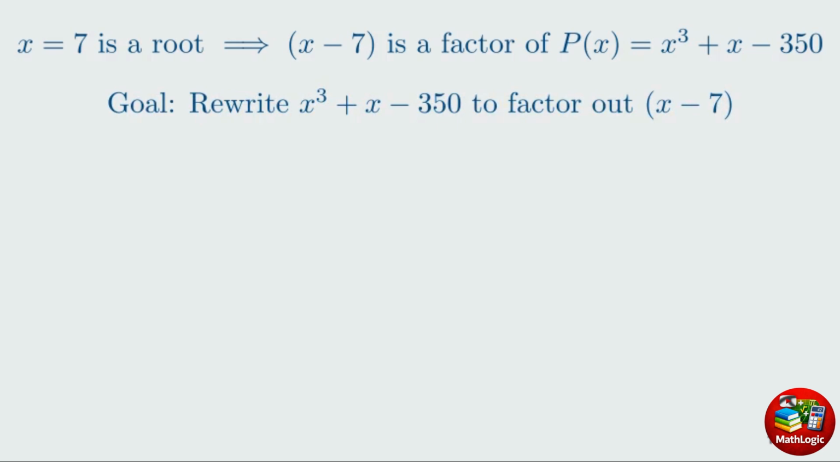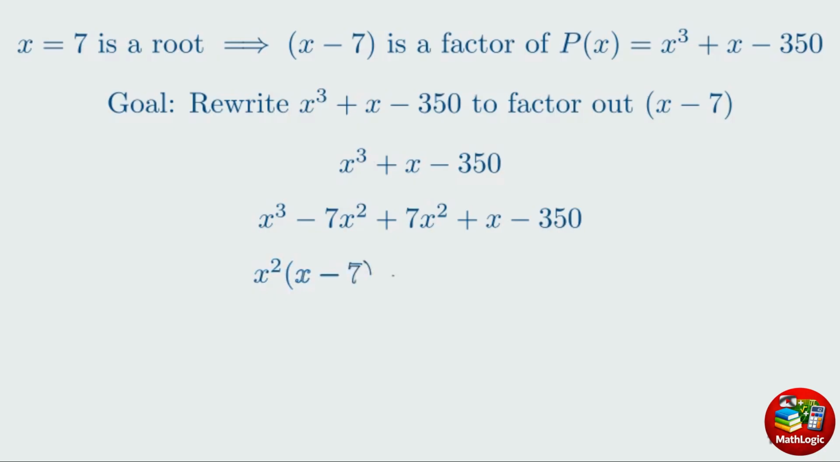Watch how this works. Our target is to create an x cubed minus 7x squared term. We start by rewriting x cubed plus x minus 350. Now let's subtract 7x squared and immediately add 7x squared to keep the value the same. This doesn't change the expression, but it allows us to factor the first part. From the first two terms, we can factor out x squared, leaving us with x squared times the quantity x minus 7. This is exactly what we wanted.